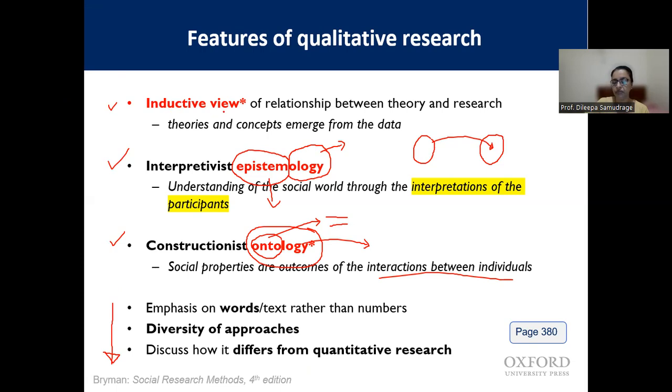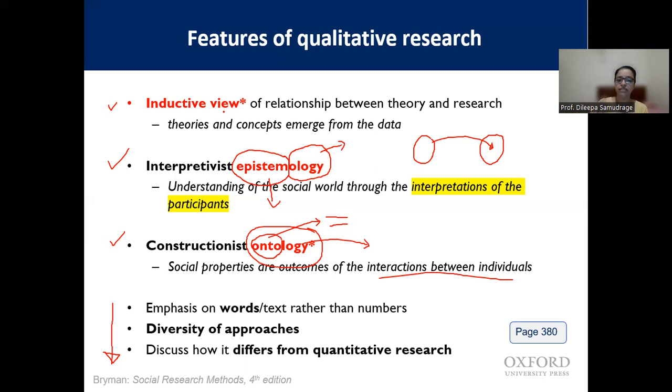Inductive view means theories and concepts emerge from data. In qualitative research, you don't start from theory. You start from data gathering, and from the data you try to come up with the concept or the theory. That is the inductive view, the main feature of qualitative research.